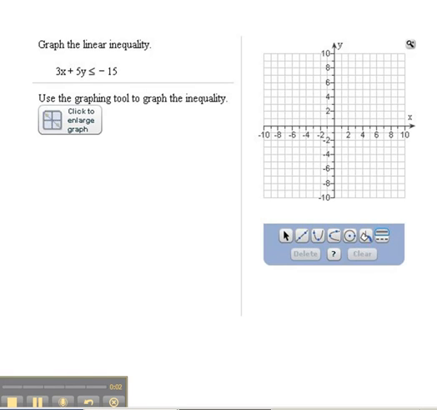Here we have a problem where we're going to actually have to do quite a bit before we can start graphing it. So we have this linear inequality here that says 3x plus 5y is less than or equal to negative 15. Now this is not in the correct form for graphing. Remember, we really need to see y and then mx plus b of some sort with some kind of a sign there in the middle of it.